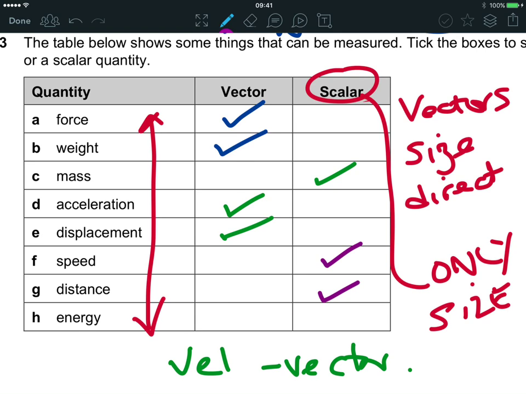And energy, the definition of energy is the ability to do work. It's just a number of joules that a body has at any certain point in time. So it doesn't have a direction element. That is also a scalar. So there we go. We have 4 scalars and 4 vectors.